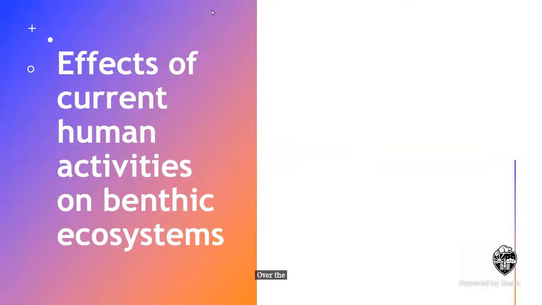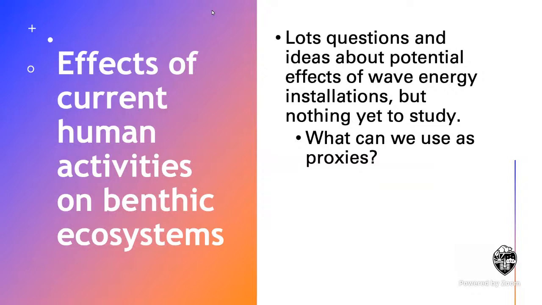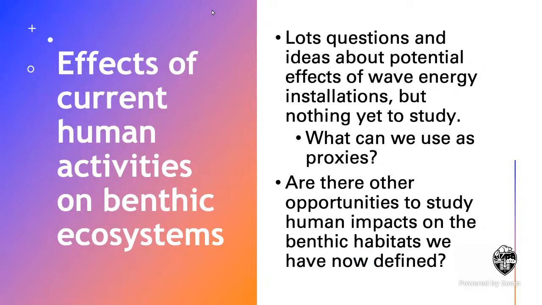Okay, so now that we've mapped and assessed and figured out habitats on the Pacific Northwest shelf, what can we do with that information? We've got lots of questions about the potential effects of renewable energy installations, but nothing yet to study. So what can we use as proxies? What kinds of human uses or other activities can we use to think about potential effects? And also, are there opportunities to study other human activities?